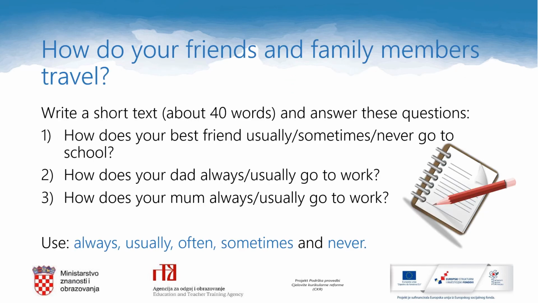And your task for the end of the lesson is to write a text of about 40 words in which you will answer these 3 questions. How does your best friend usually, sometimes, or never go to school? How does your dad always or usually go to work? And how does your mom always or usually go to work? In your text, you have to use these words: always, usually, often, sometimes, and never.